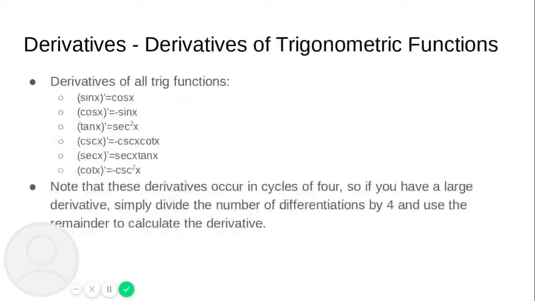So an important thing to note is that these derivatives occur in cycles of 4. So if you have a large derivative, just divide the number of differentiations by 4 and use the remainder to calculate the derivative.